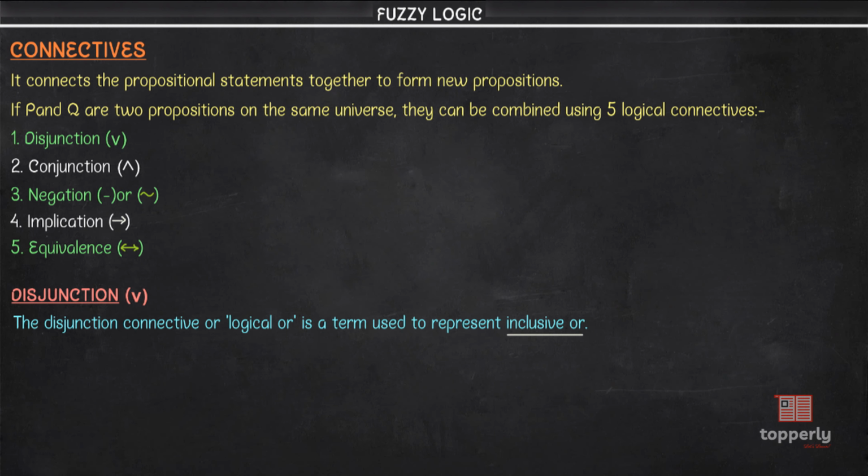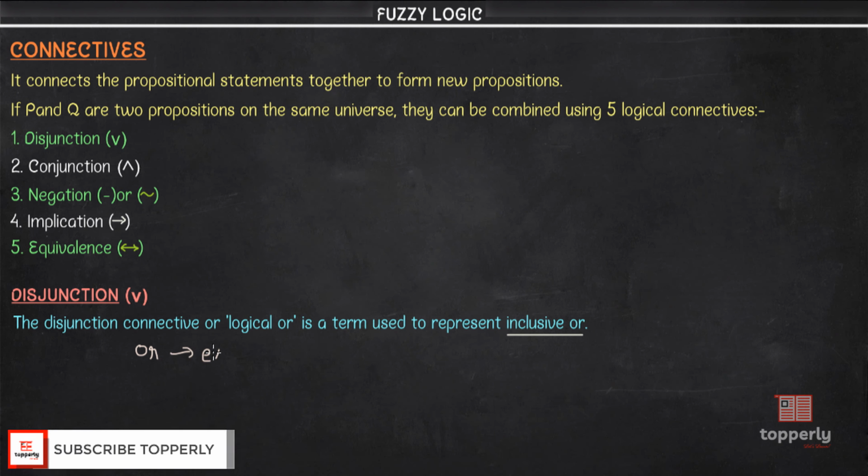The disjunction connective, or logical OR, is a term used to represent inclusive OR. Disjunction is very similar to the union operation. The difference between OR and logical OR is that OR represents exclusive OR, whereas logical OR represents inclusive OR.